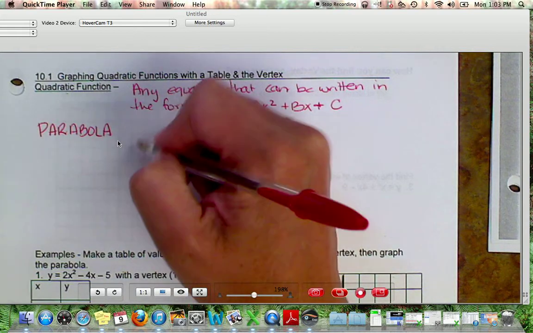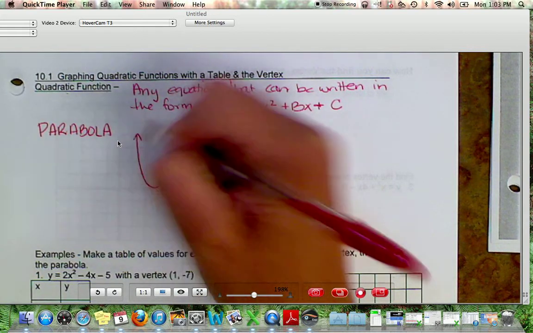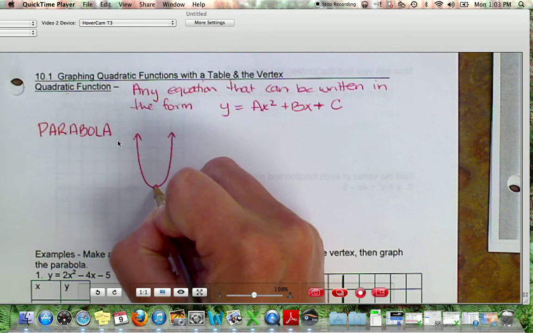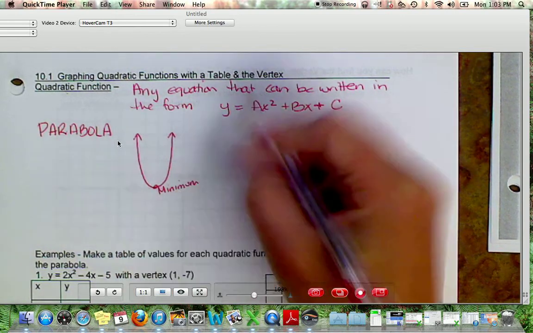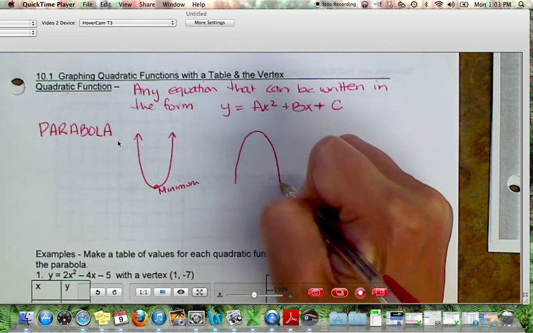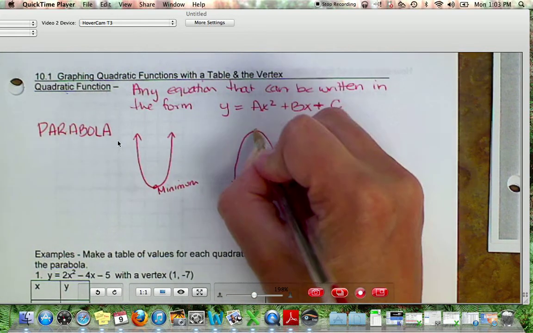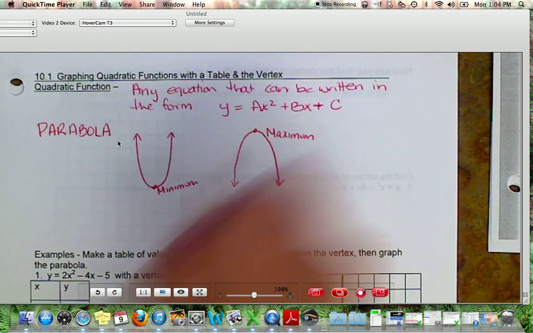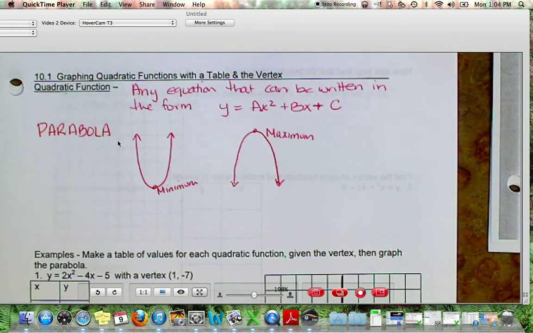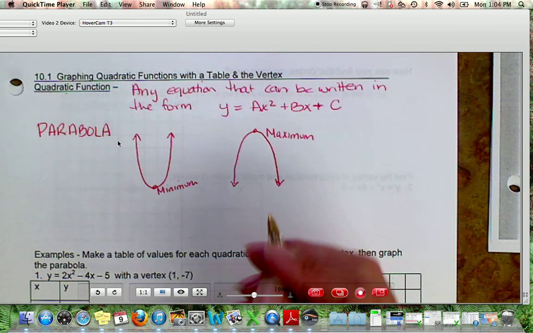Some parabolas will open up, and they will have a very small value down here, which is a minimum. Some parabolas will open down, and they'll have a large value here, which is a maximum. And we'll talk about how we know when it opens up and when it opens down.